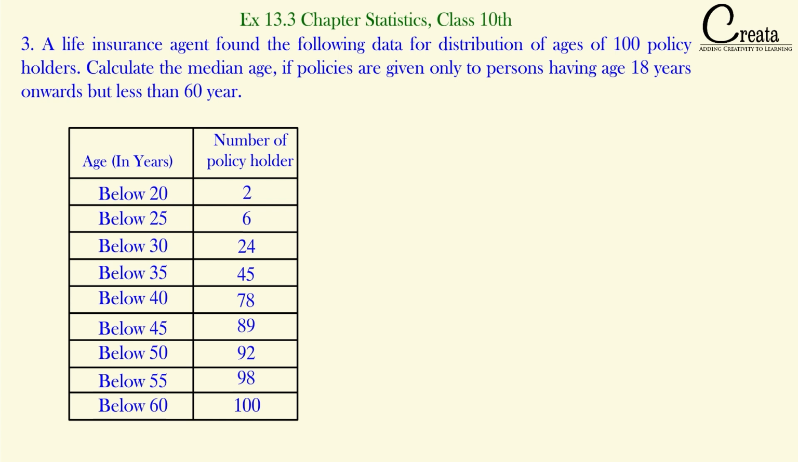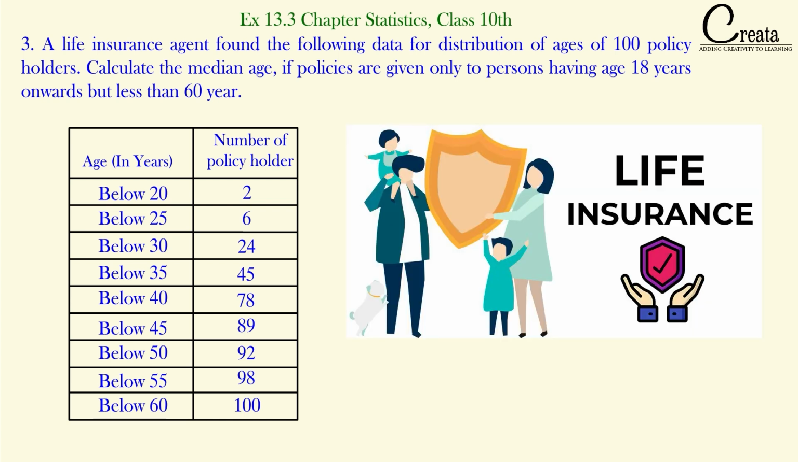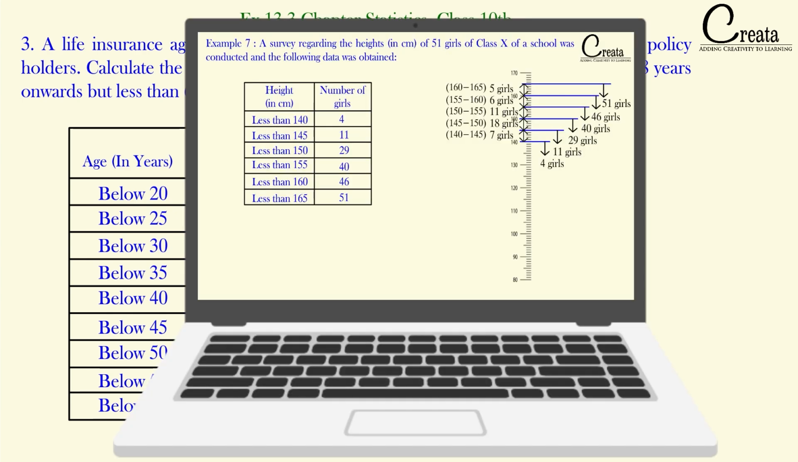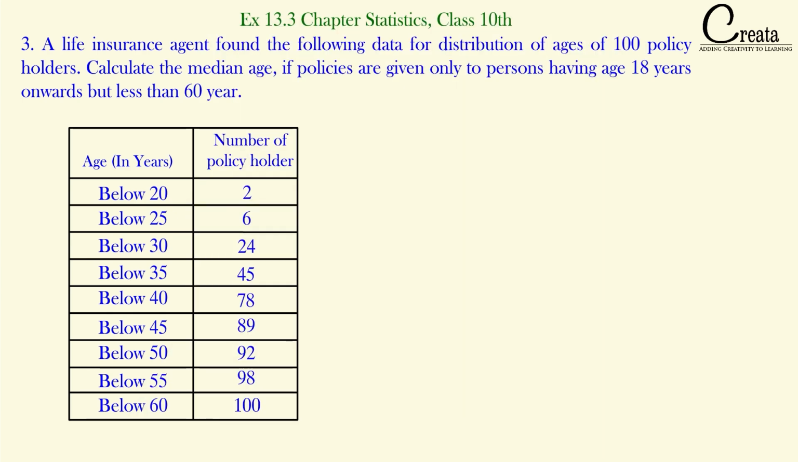In this question, the data is given regarding the number of policy holders and their age, the policies regarding life insurance. In the first column, we have the age of the policy holders. In the second column, we have the number of policy holders. For example, in the first row, we have two policy holders who are below the age of 20. Further, we have 6 policy holders who are below the age of 25. This question is somewhat similar to the question that we have done in the NCERT example questions. So this is also an important question. Let's see how we tackle this question.